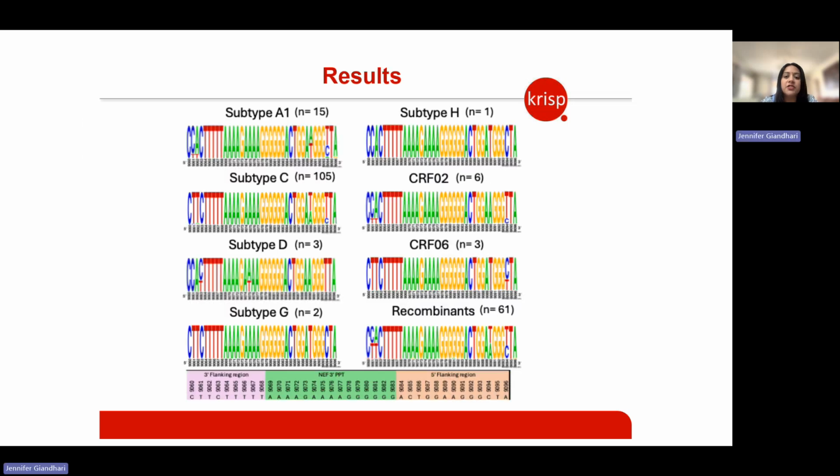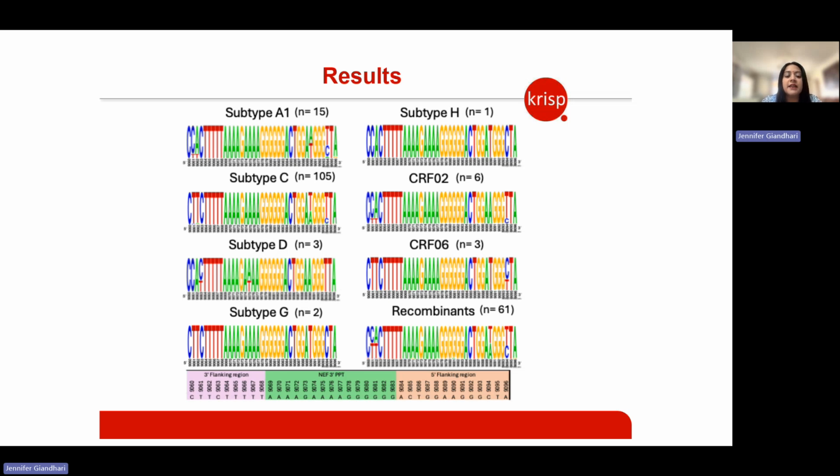Just to orientate you, the slide shows the subtype distribution across the sequences that we looked at in this subset. We had a total of 196 sequences. It is important to note that of these, the majority were subtype C, with a smaller number of sequences among the other subtypes. The sequence shown here refers to the 3' polypurine tract.